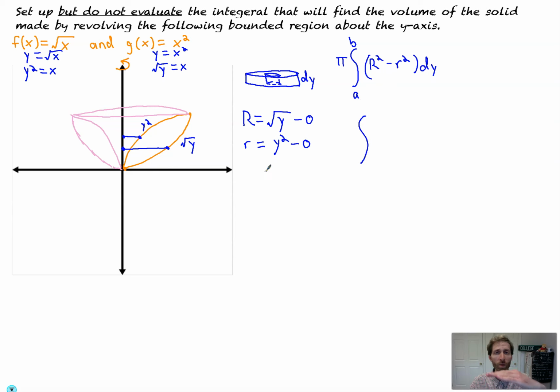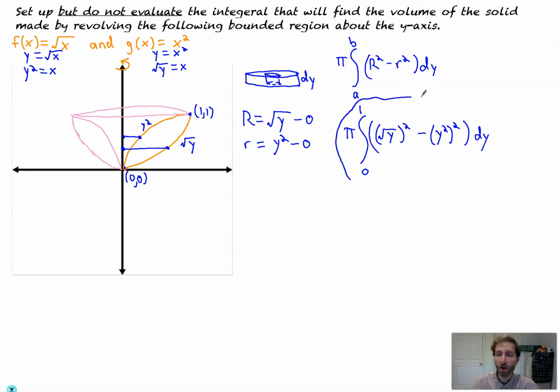Now in this case, we're really integrating from bottom to top. Remember that. But this point is 1, 1. We knew it was x equals 1. When you plug in 1 into either of those functions, you get out y equals 1. This is 0, 0. So you're going from y equals 0 to y equals 1, stacking it vertically. Pi is on the outside. Big R is right here, root y squared, minus y squared squared. Done. Just make sure you got your dy, and you are donezo.